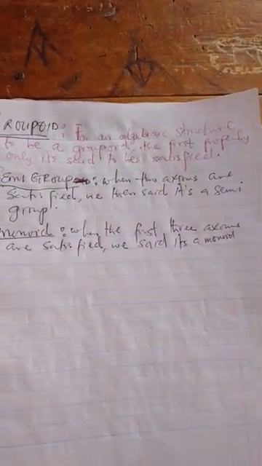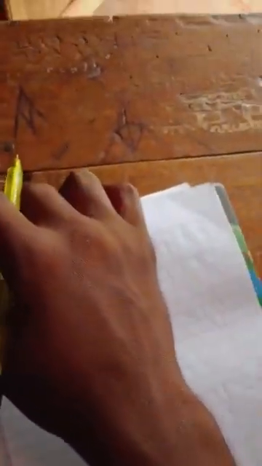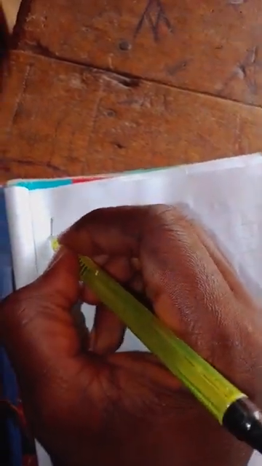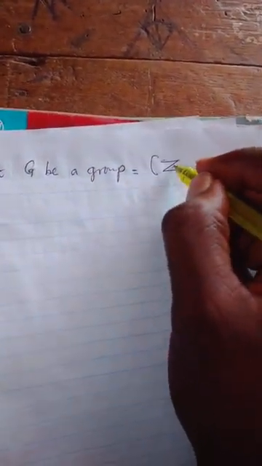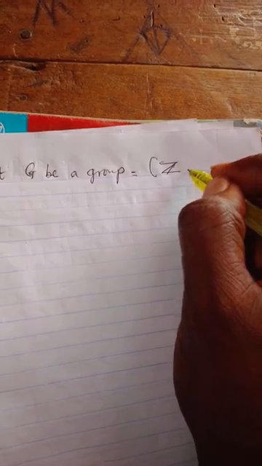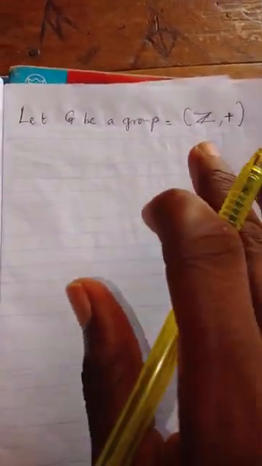So now let's look into some examples. But before I write investigate, let me write this. Illustration 1. So let G be a group, which is equal to the set of integers under the operation plus. Are you getting me now? So let G be a group which is equal to the set of integers under the operation plus.